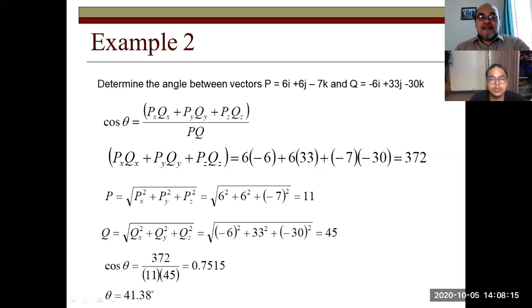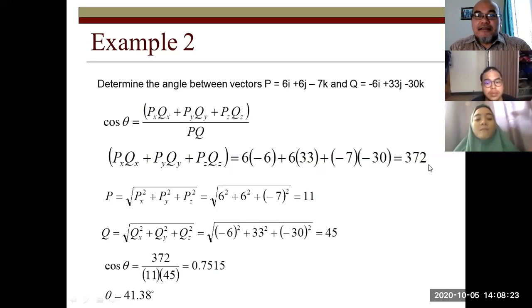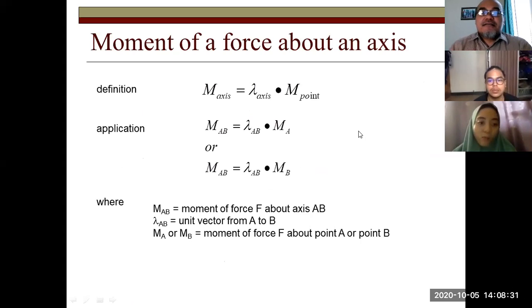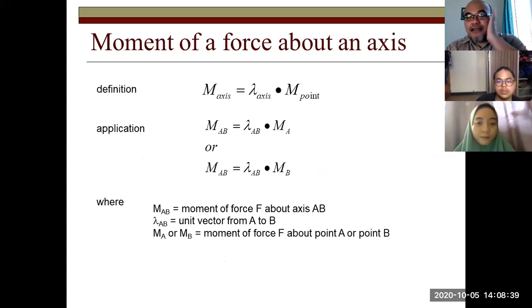Okay, let's continue with the next example. Previously we already discussed the application of dot product in three-dimensional force vectors. The first application is to know the angle between the two vectors. And the third one is when we would like to know the moment of a force about an axis. So please take note of the clear difference from the previous slides' discussion.